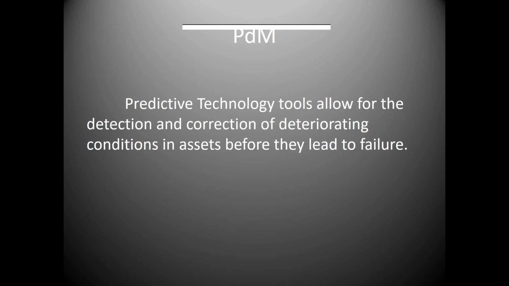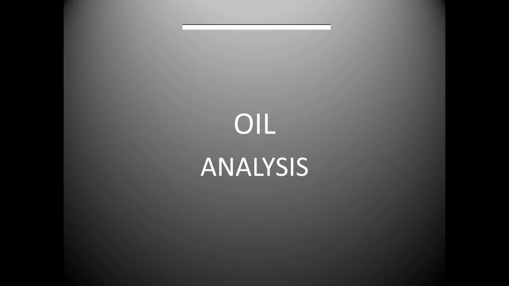So predictive technologies are tools that allow for detection and correction of deteriorating conditions and assets before they lead to failure. And this is what we're trying to find. We're trying to find these failures way up the curve, sometimes just after the equipment is new, sometimes developing some baselines when the equipment is new, so we know when there's change. And this is what we're really trying to do with predictive technologies. We're looking for these slight minor changes that may occur that tell us something's going on.